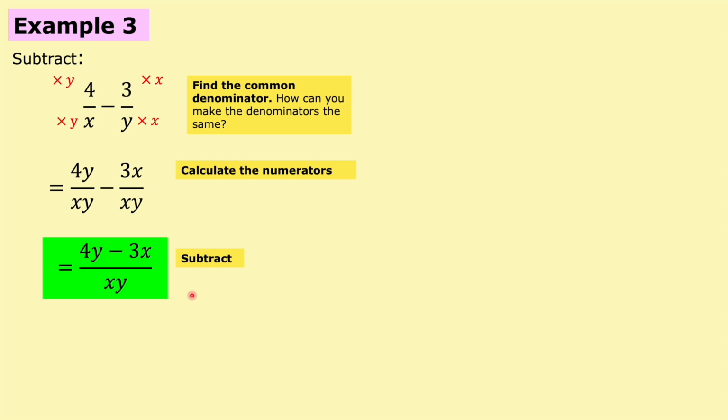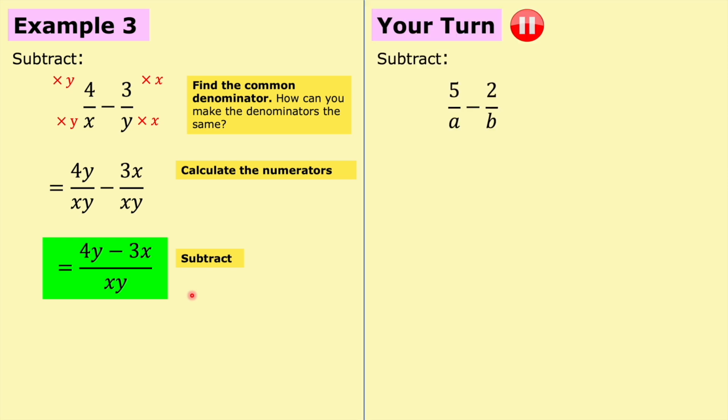Okay, so using this example, again, one for you to try. Let's calculate 5 over a subtract 2 over b. So if you pause here and give this a go. Okay, let's go through the answers.